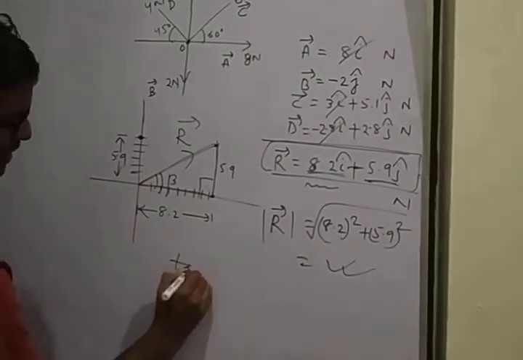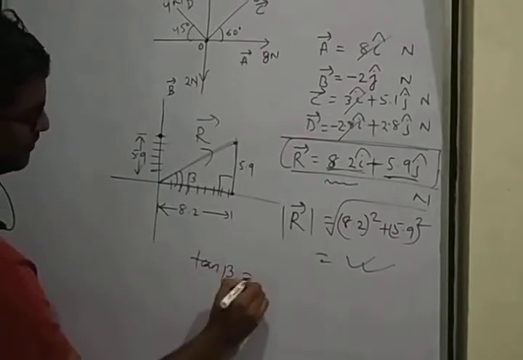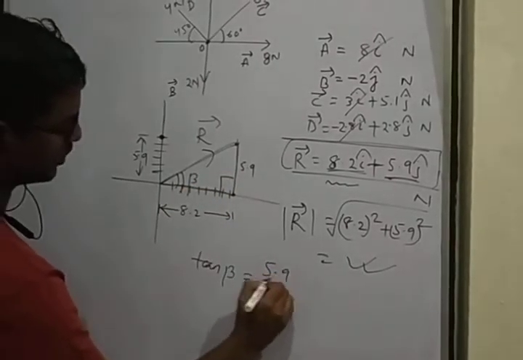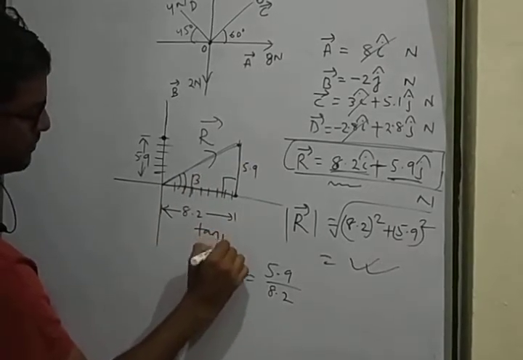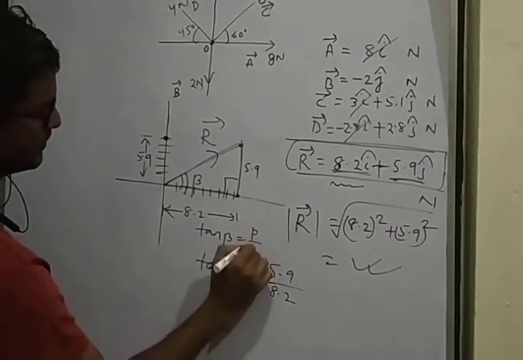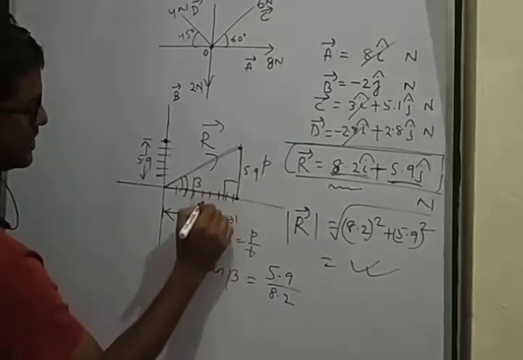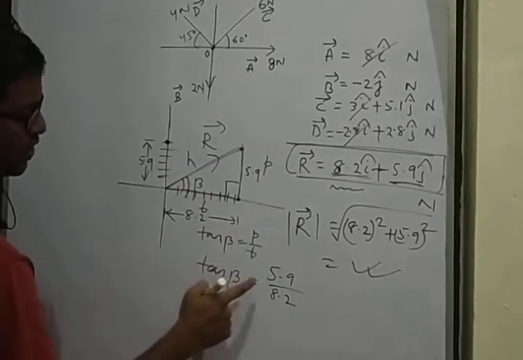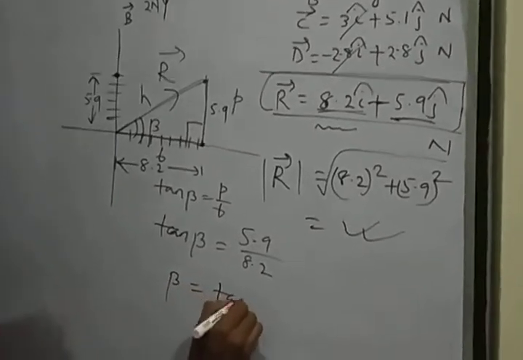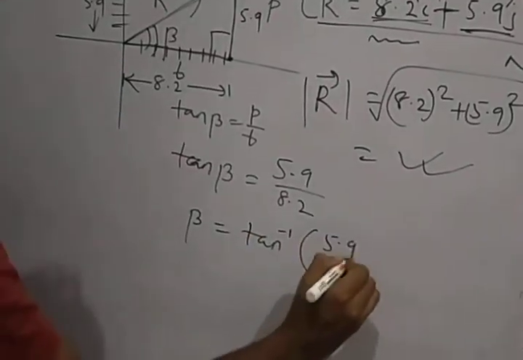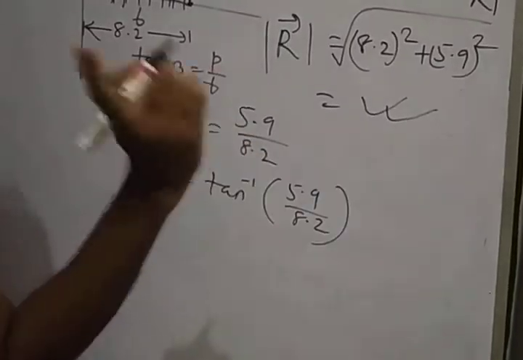So from this triangle, tan beta will be 5.9 by 8.2 because P by B. Tan beta is P by B. This is perpendicular and this is base. This is hypotenuse. So P by B. So beta equal to tan inverse 5.9 by 8.2.